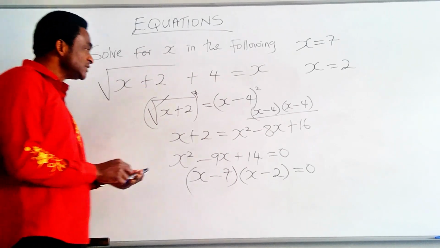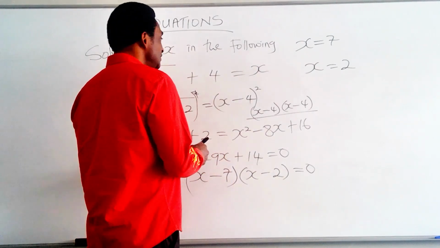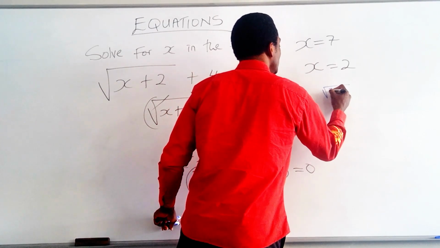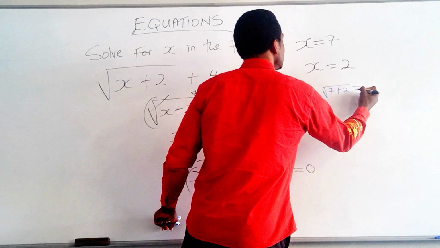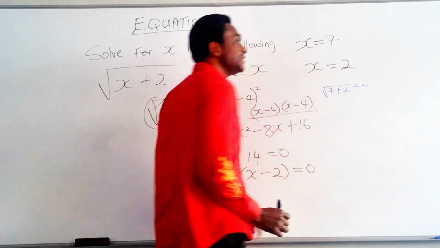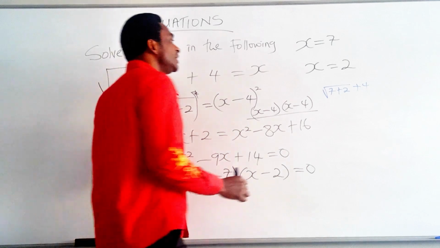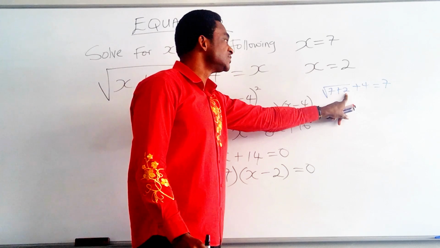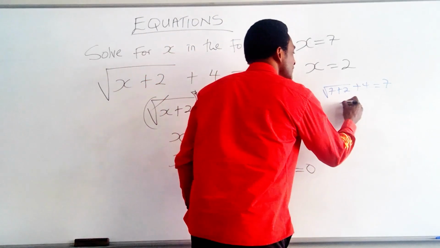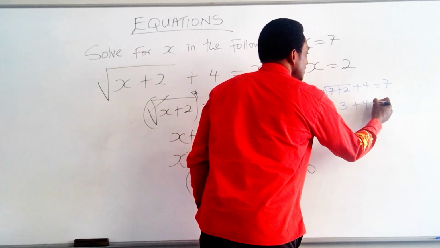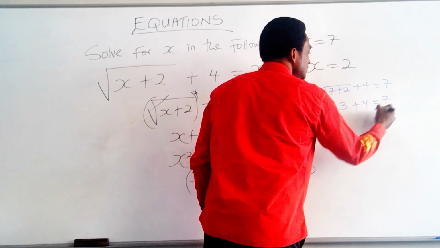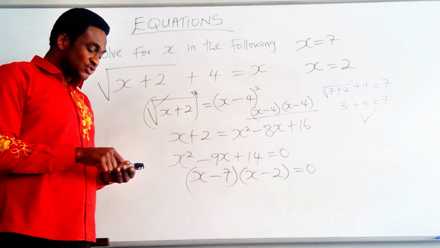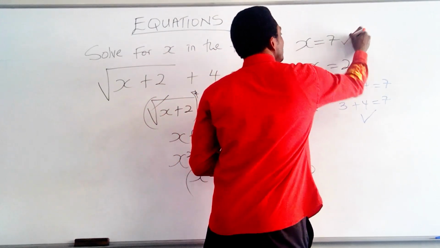If we are testing for 7, then we are going to have root of x being 7, plus 2. Is it equivalent to plus 4 from the original? Remember, you test with the original. Is it equal to x being equal to 7? Now look at it. 7 plus 2 is 9. Root of 9 is 3. Plus the 4 outside. Is it equivalent to 7? This is valid. So 7 being an answer is valid.